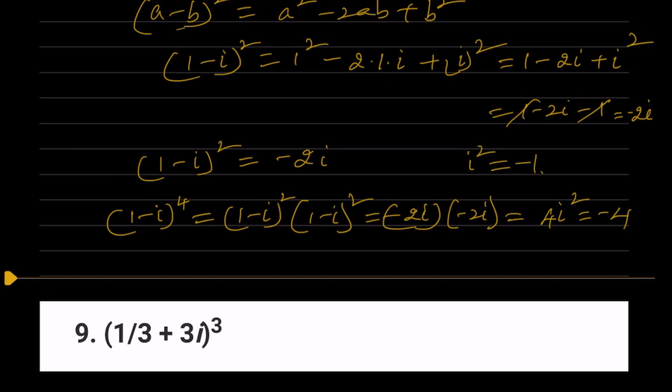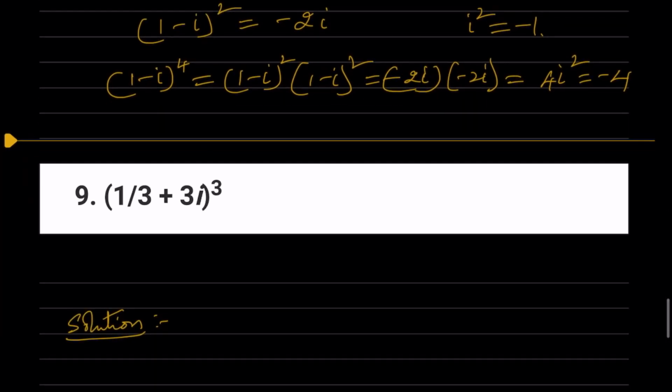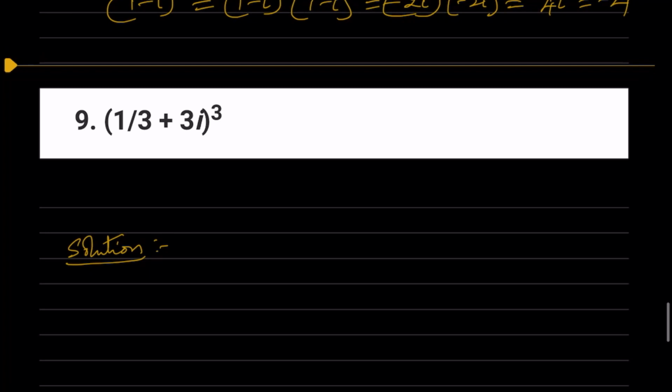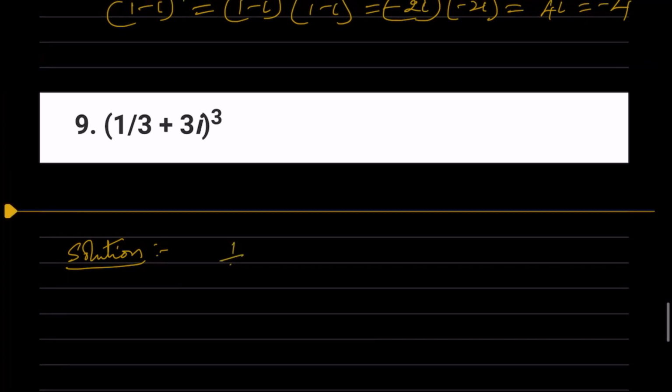i is nothing but iota. It's a complex number, which can be written as a combination of a real number and an imaginary number. That is called a complex number. So we call this imaginary number iota, and i square is equal to minus 1. Next, the 9th one, we have (1/3 plus 3i) whole cubed. We know that there is a formula for (a plus b) whole cube. What is that? We'll write it down.